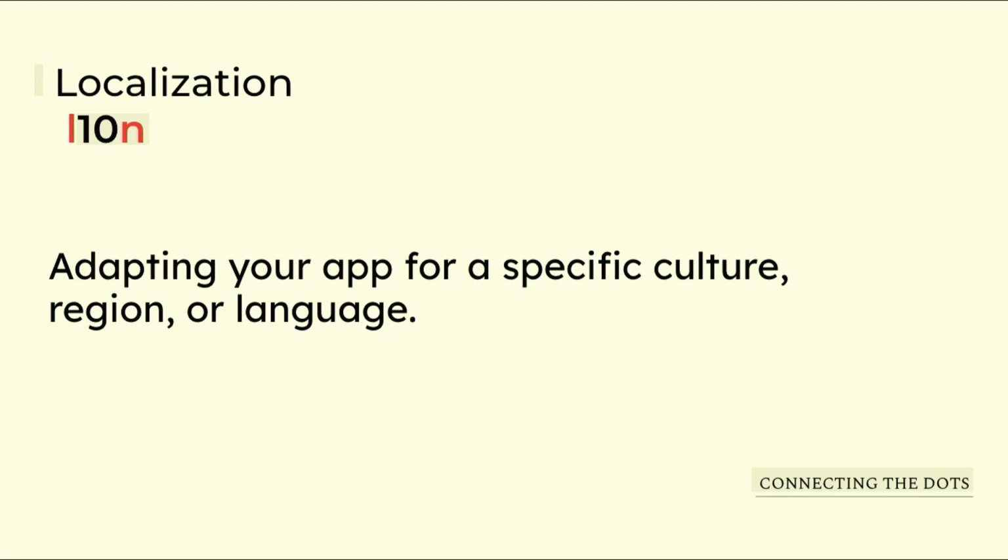Now talking about localization. While internationalization is about setting up the architecture to support multiple languages and regions, localization is where the real adaptation actually happens. It's about fine-tuning the application for a specific culture, region, or language, ensuring not just translations but things like date formats, currencies, and even design elements like icons or images feel natural to your target audience.